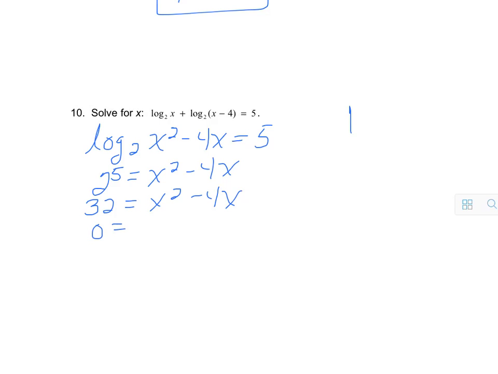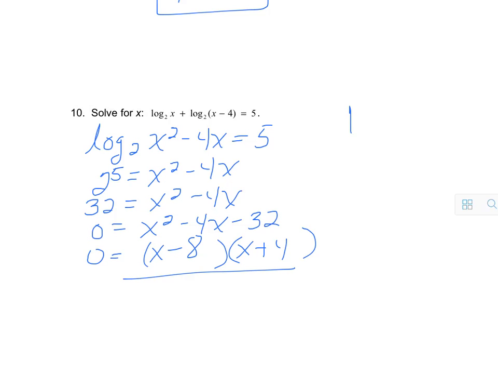Subtract 32 on both sides. x squared minus 4x minus 32. Can't GCF, and it's an easy 2 binomial. It's an x and an x, minus 8 and a positive 4. T-bar, I get x equals 8 and x equals a negative 4.